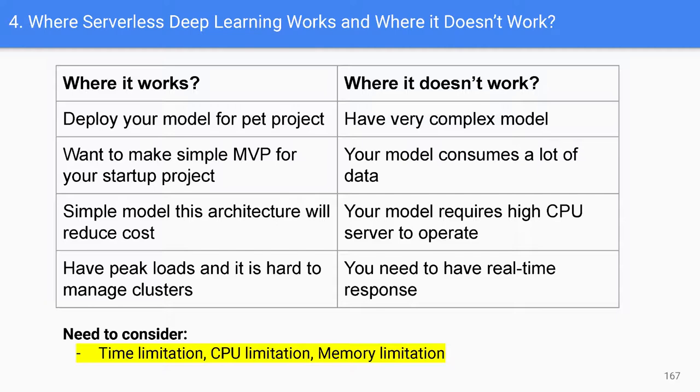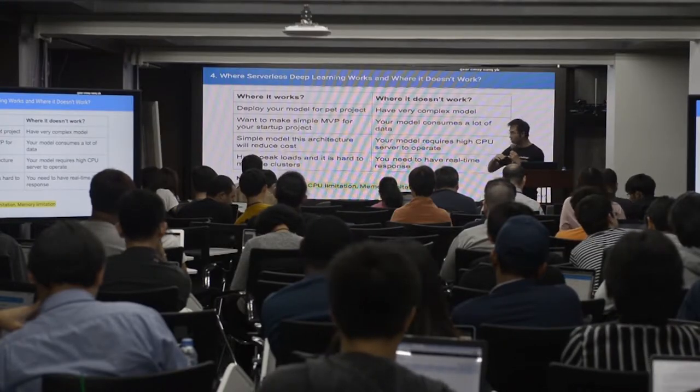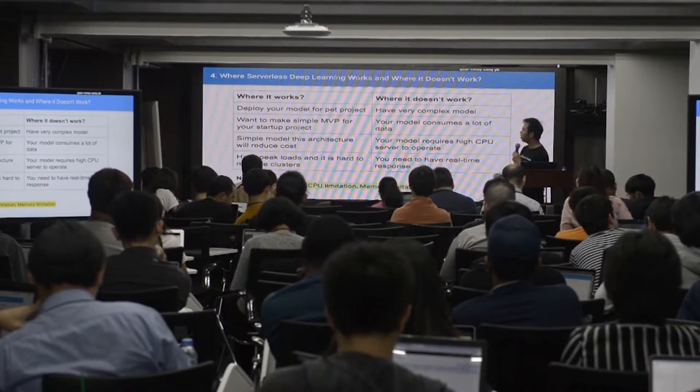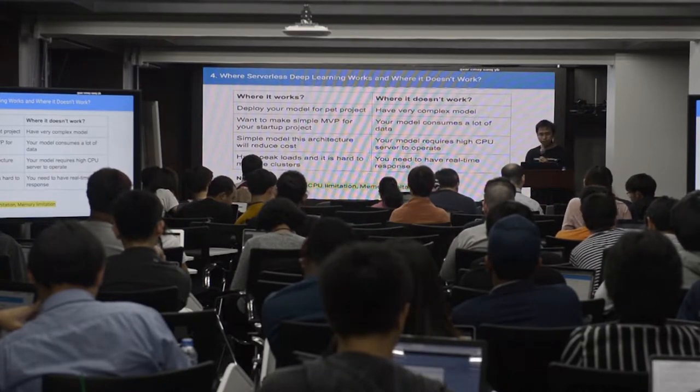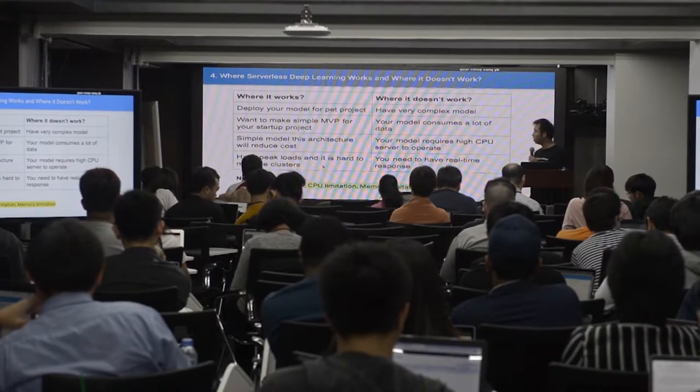So with a simple model, this architecture is going to save you a lot. And like I said, if you have a really complex model, a server can be better. And the last one, if you have a load that is pretty sporadic, not consistent, you can use serverless.